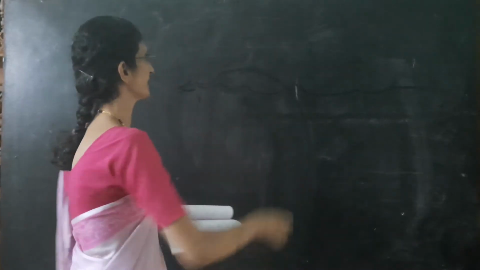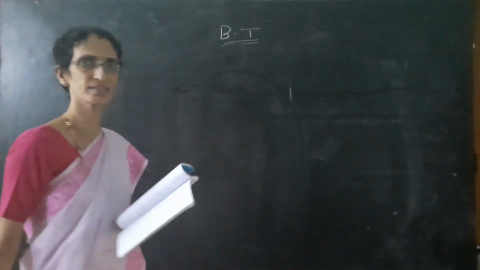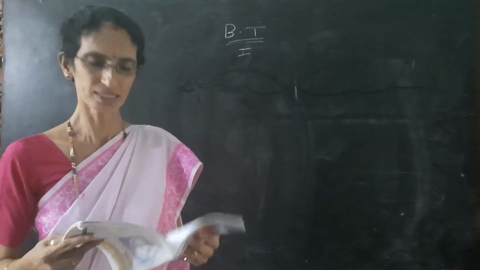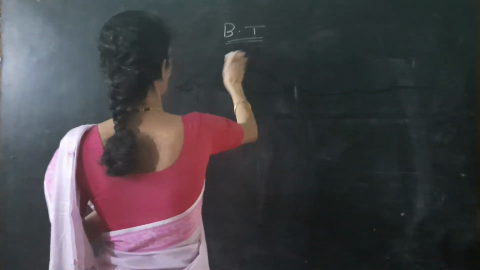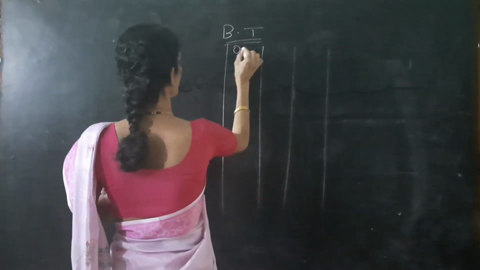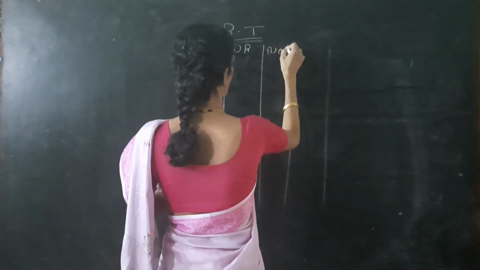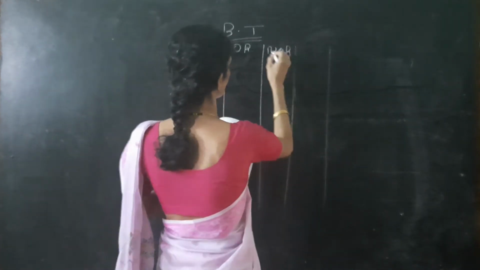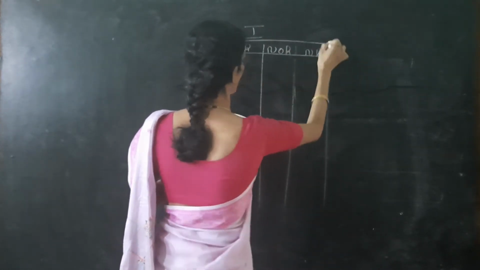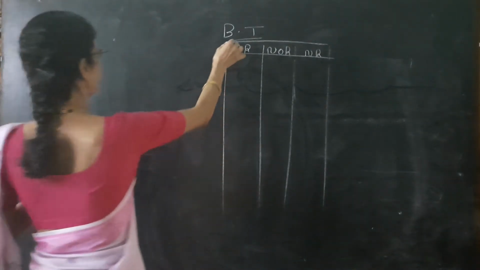Now I am taking business taxation. We already studied the incidence of tax format, so now we can solve the problem regarding the incidence of tax. I already told you in the last class there are three columns. First is OR, ordinarily resident. Next is not ordinarily resident, and the last one is non-resident.